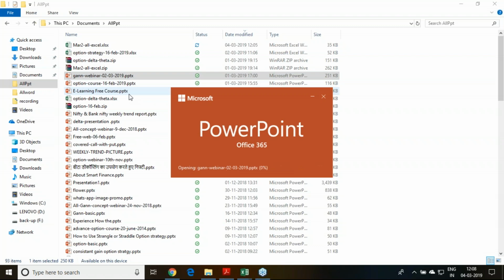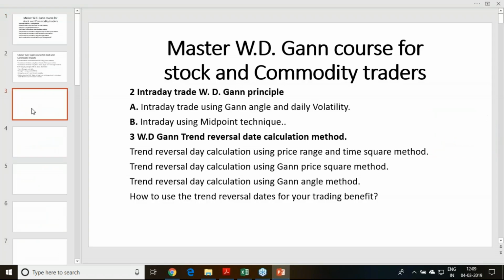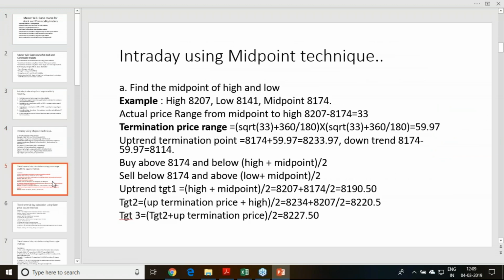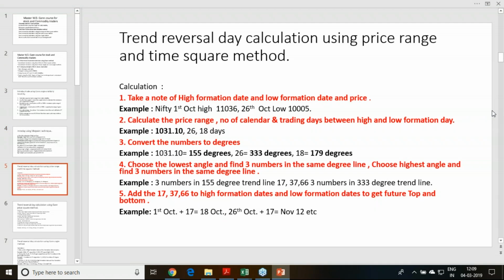It is based on one of the Gann methods known as the Gann price range and time square method. Suppose we are going to get the trend reversal date for March. I am taking the February month's high and February month's low: what is the highest price it has shown in February, and what is the lowest price it has shown in February. There are differences between calendar days and trading days.